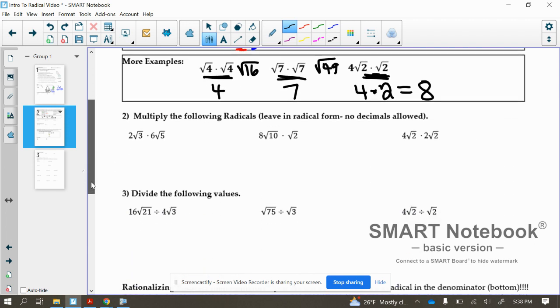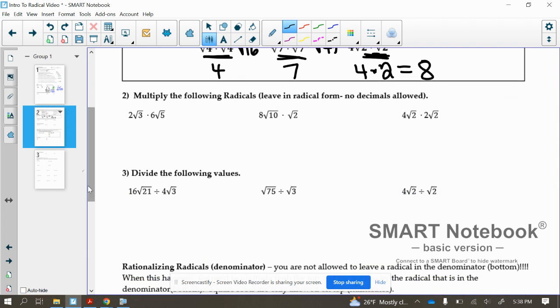So as we try some of these examples down below, okay, again we have 2 and 6 on the outside. That becomes 12. And then we're going to multiply 3 times 5, which is 15. And so we end up with 12 square root 15 is our final answer. And you always want to double check, does the square root of 15 break down? But the 3 and the 5 aren't going to work into anything that is useful.